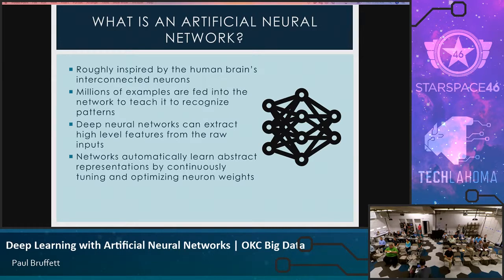So anyway, we feed those in, and we'll talk a little bit about the training process here in a minute. And eventually the network tunes, right? And it starts to recognize patterns within that data that you've fed it. So deep neural networks can extract high-level features from the raw inputs. We'll see an example of that with a convolutional neural network here in a minute. They automatically learn abstract representations by continuously tuning and optimizing neuron weights.